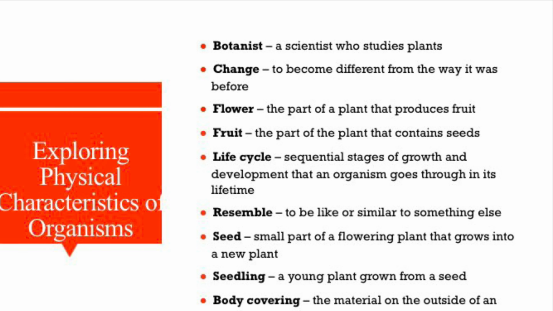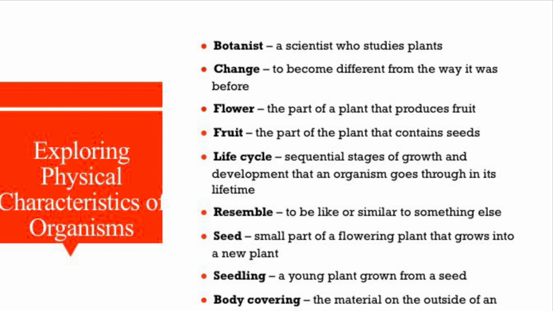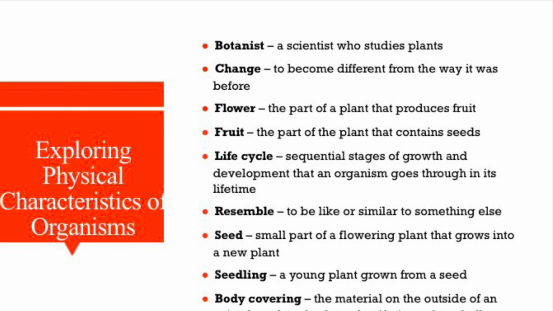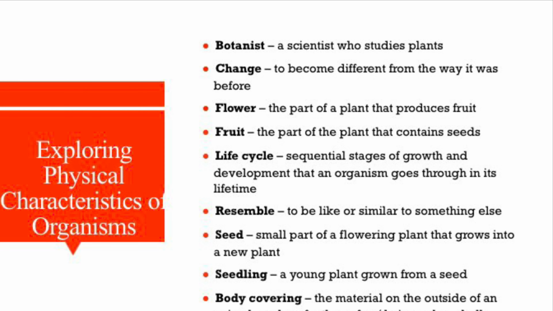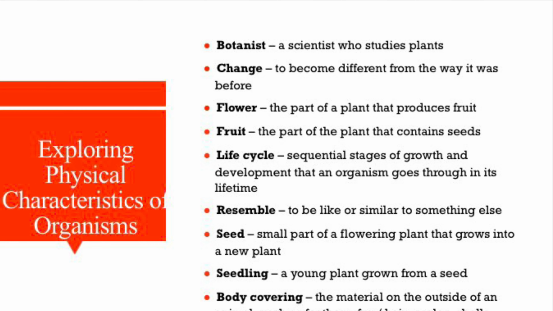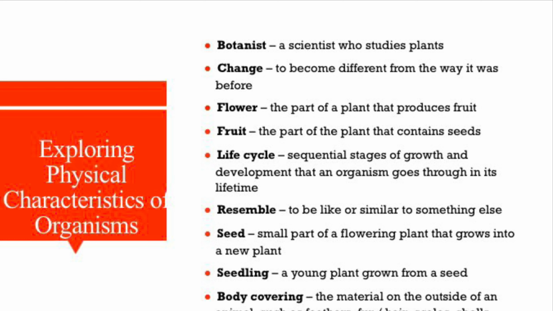Next slide. In this next slide, we have our vocabulary words. All these vocabulary words we went over in the previous videos in part 1, part 2, part 3, and part 4. But Ms. Davenport thought it was important for us to go over these again. Botanist. A botanist is a scientist who studies plants. Change. Change is to become different from the way it was before. A flower. A flower is the part of a plant that produces fruit. Fruit, the part of the plant that contains seeds.